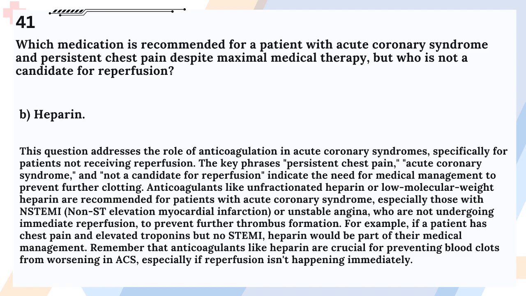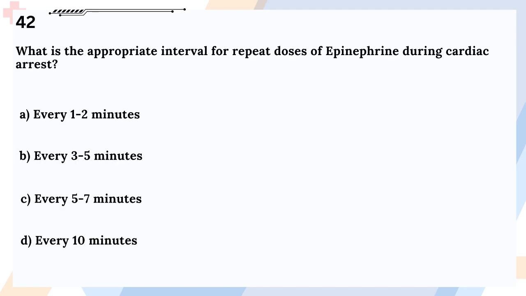Anticoagulants like unfractionated heparin or low molecular weight heparin are recommended for patients with acute coronary syndrome, especially those with STEMI, non-ST elevation myocardial infarction, or unstable angina, who are not undergoing immediate reperfusion, to prevent further thrombus formation. For example, if a patient has chest pain and elevated troponins but no STEMI, heparin would be part of their medical management. Remember that anticoagulants like heparin are crucial for preventing blood clots from worsening in ACS, especially if reperfusion isn't happening immediately.